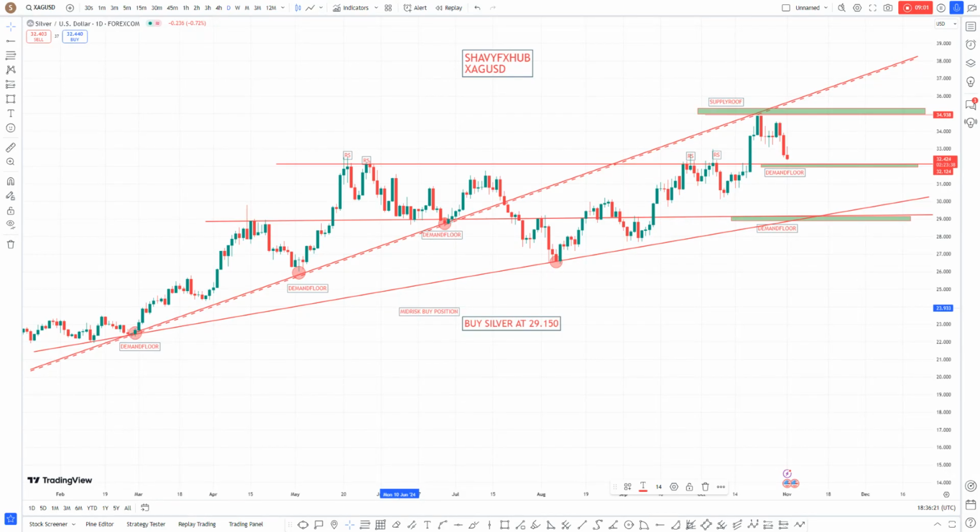So the next mid-risk position for buy is going to be 32.424, 32.427. That's another buy position for SAG. Mid-risk, that's mid-risk buy position. So this is what we see for silver on daily time frame.